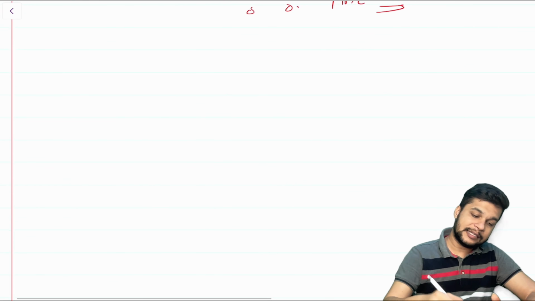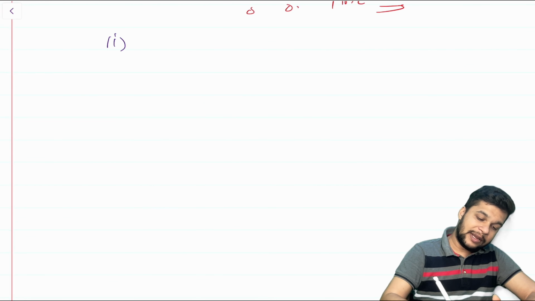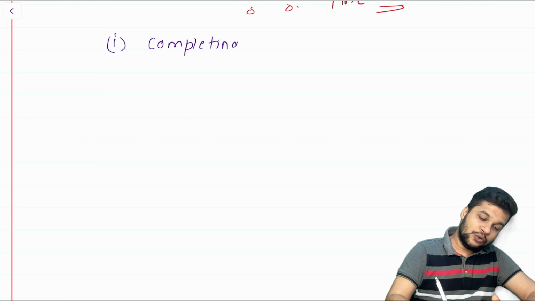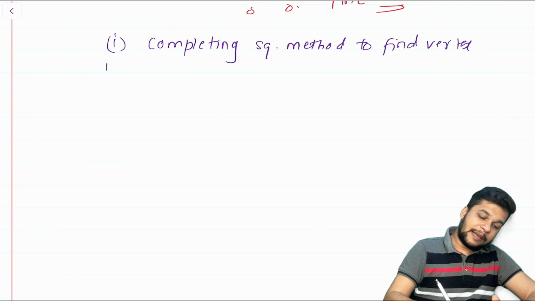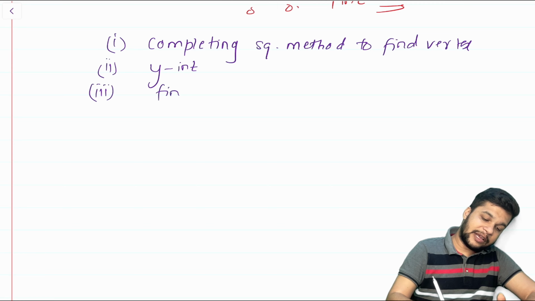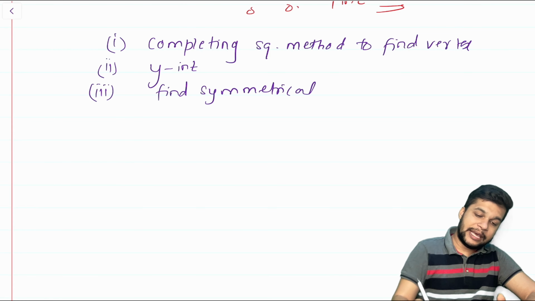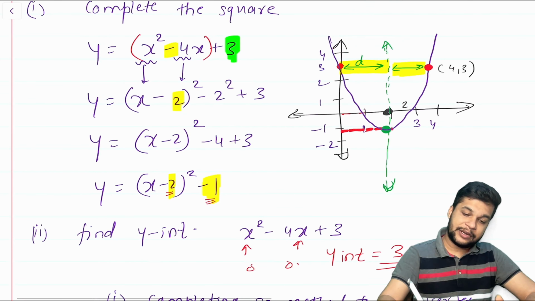So let us summarize. Step number 1 is the completing the square method. Use the completing the square method to find the vertex. Okay. Step number 2 is find the y-intercept. And step number 3 is find the symmetrical point. What I mean to say over here is, you had the y-intercept, right? You already had the y-intercept, which is here.